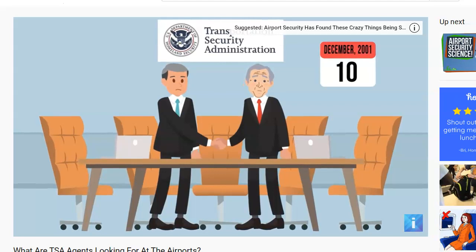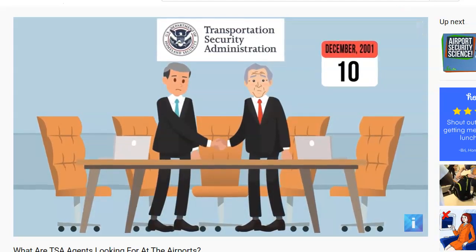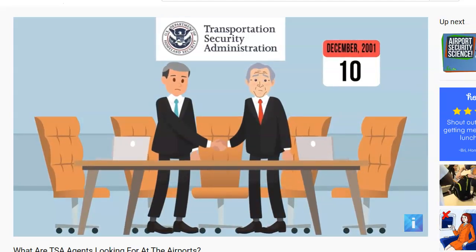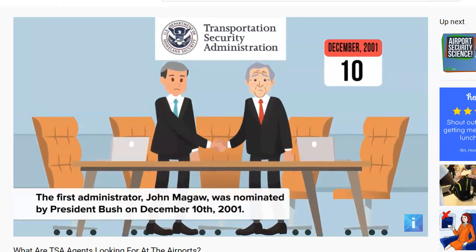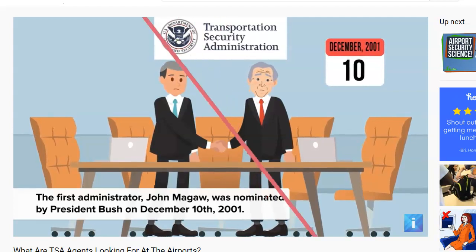Well, the Transportation Security Administration is an agency of the U.S. Department of Homeland Security that has authority over the traveling public within the United States borders. The agency was created following the aftermath of 9/11. The first administrator, John McGaugh, was nominated by President Bush on December 10, 2001.